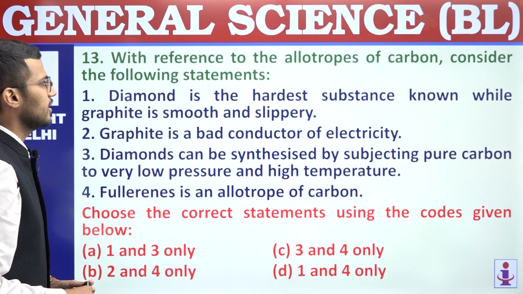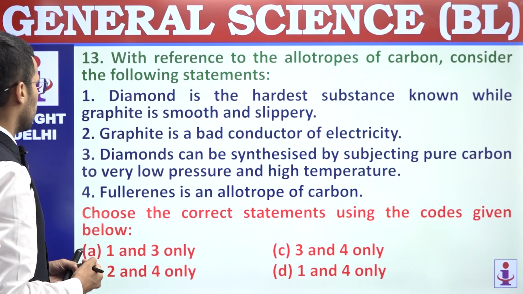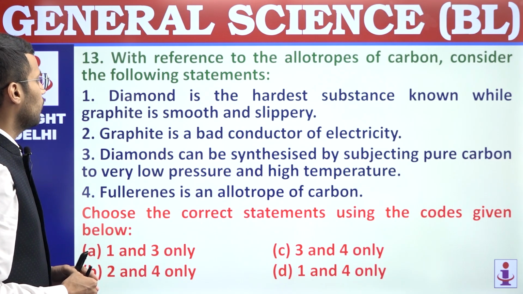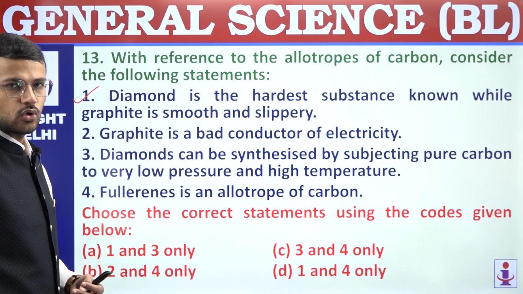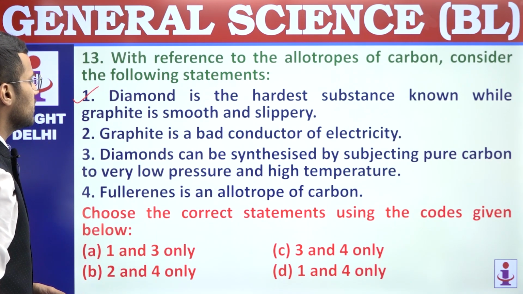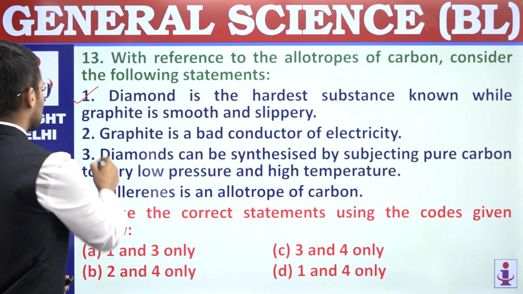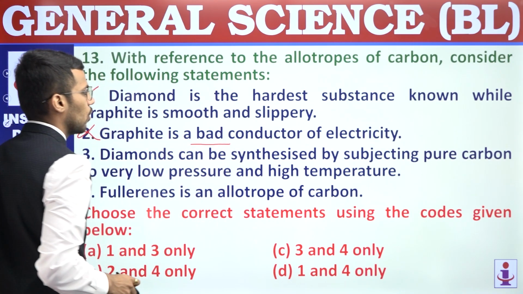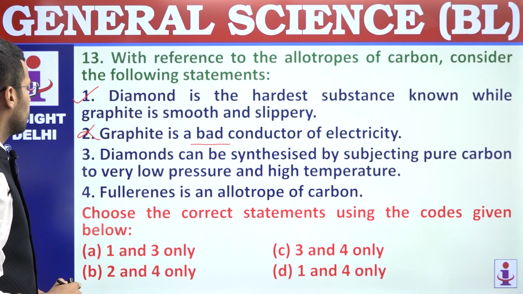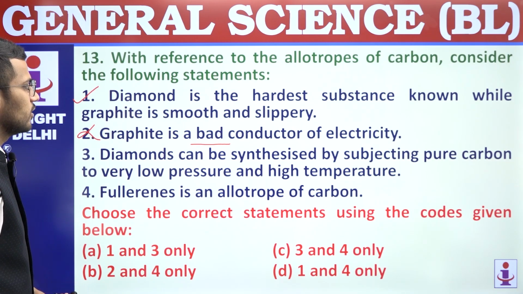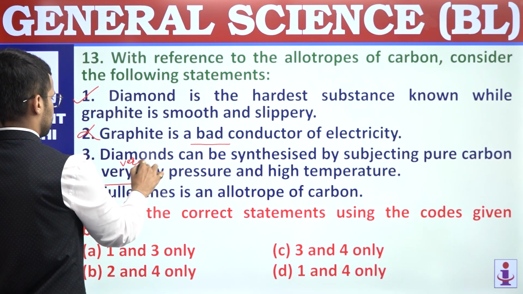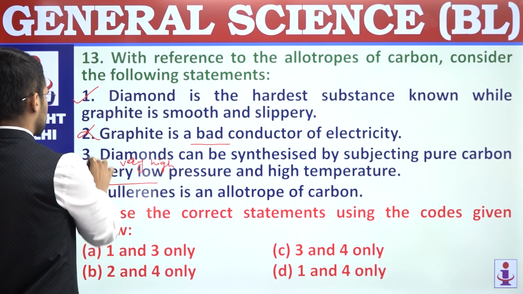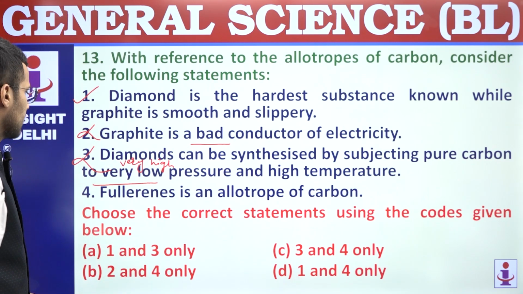First, diamond is the hardest substance known, while graphite is smooth and slippery, right? So both these statements related to carbon allotropes are correct. Second, graphite is a bad conductor of electricity. Incorrect statement, it is a good conductor of electricity. Third, diamonds can be synthesized by subjecting pure carbon to very low pressure and high temperature. Not very low pressure, it should be very high pressure, and that's why the third statement is incorrect as well.